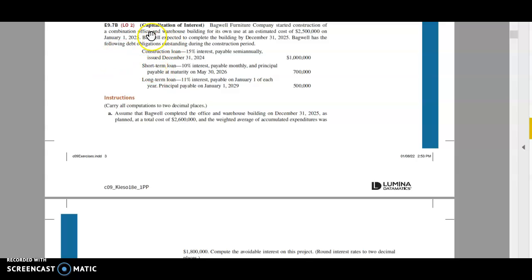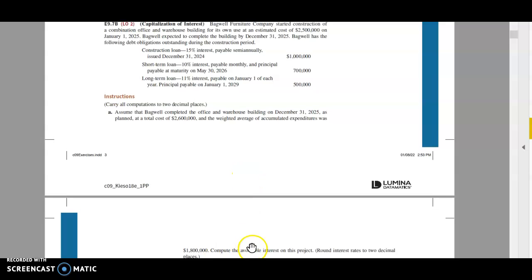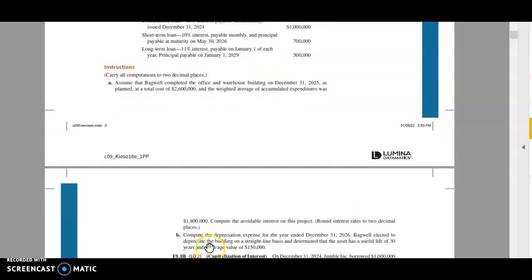In this problem, we're calculating capitalization of interest, and it gives us all this information. We want to compute the avoidable interest on this project and then compute the depreciation expense for the year.